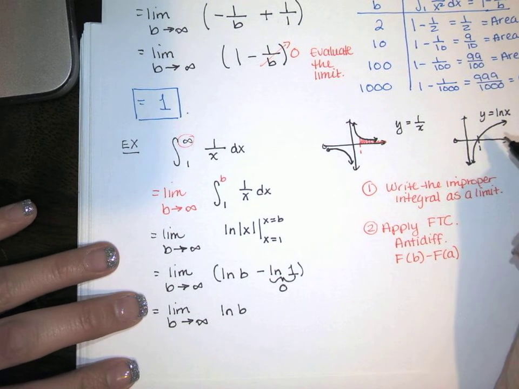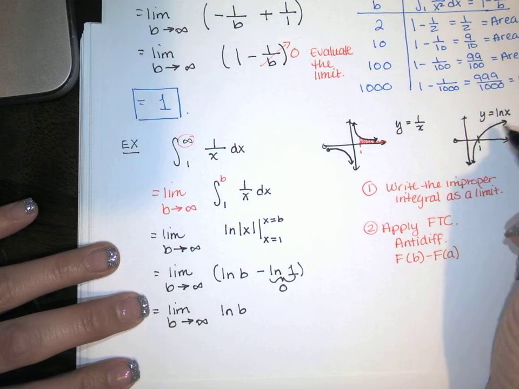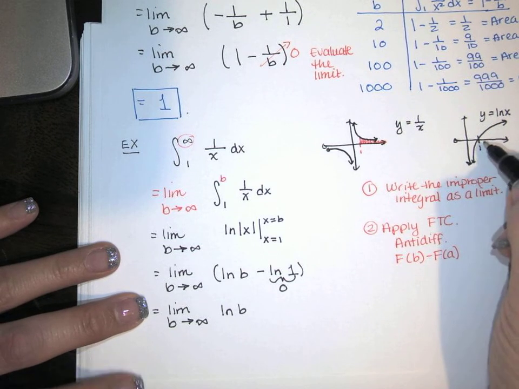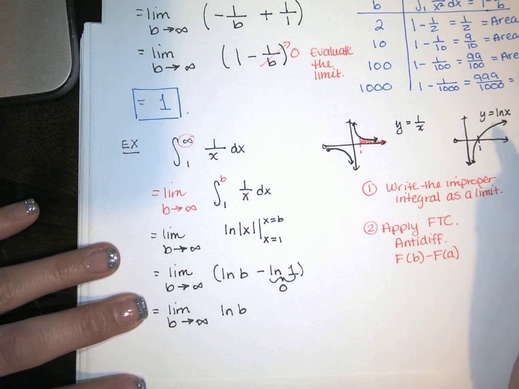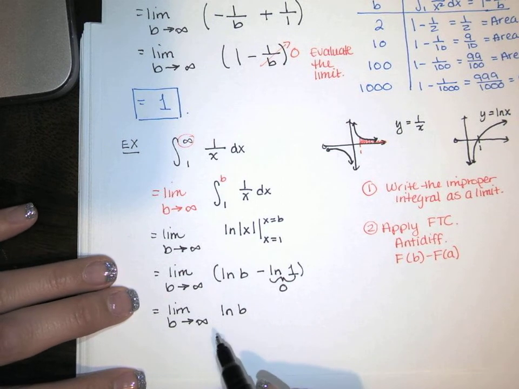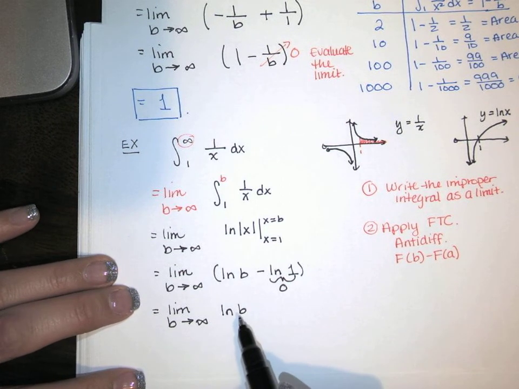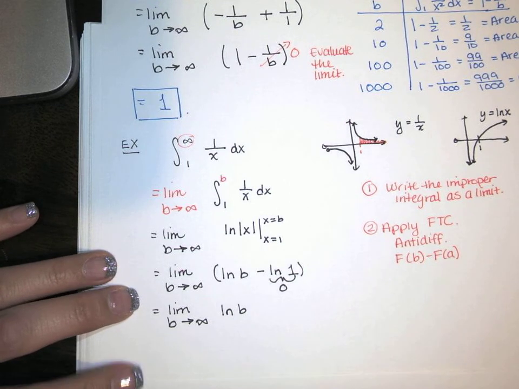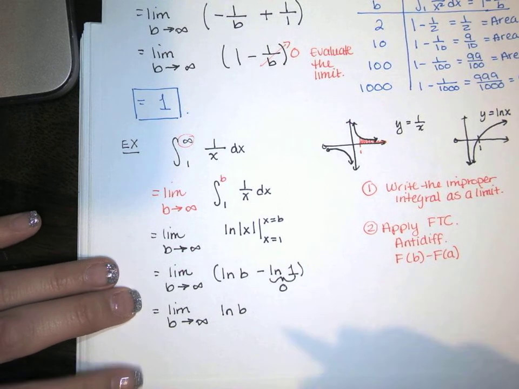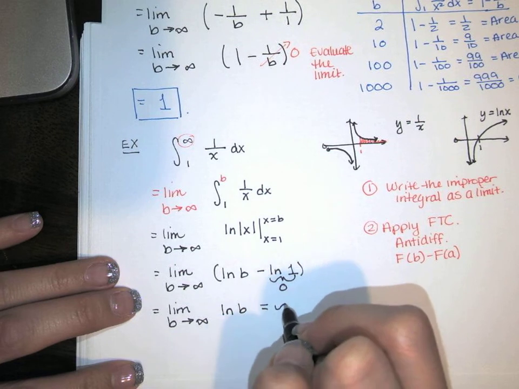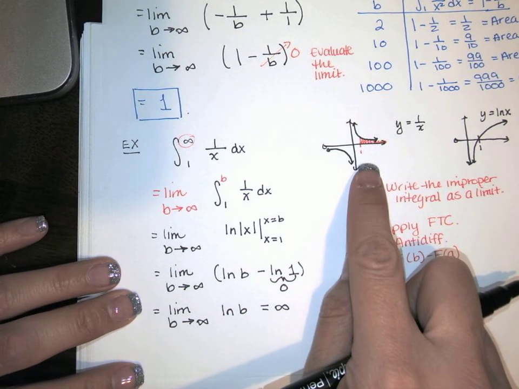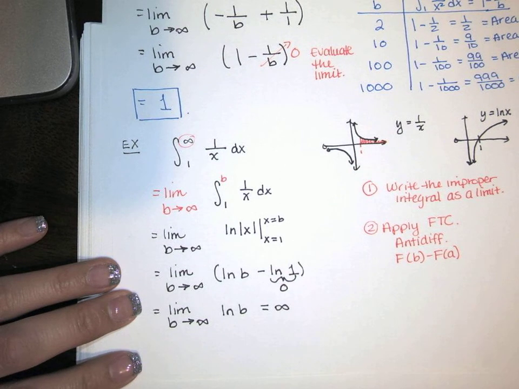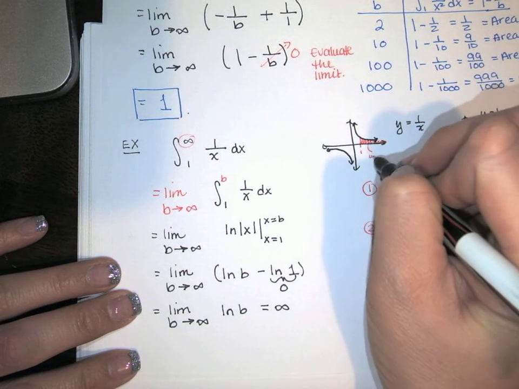Now my picture is a little bit misleading. It looks like it's growing kind of fast. It's actually not growing very fast at all. But as x goes to infinity, the y values go to infinity. So instead of an x, I've got a b, but it's exactly the same principle. As what's inside goes to infinity, natural log of something really large is a really large number, theoretically. So we get infinity. So this area, it's not finite, it's infinite. So we're just going to call it infinite area.